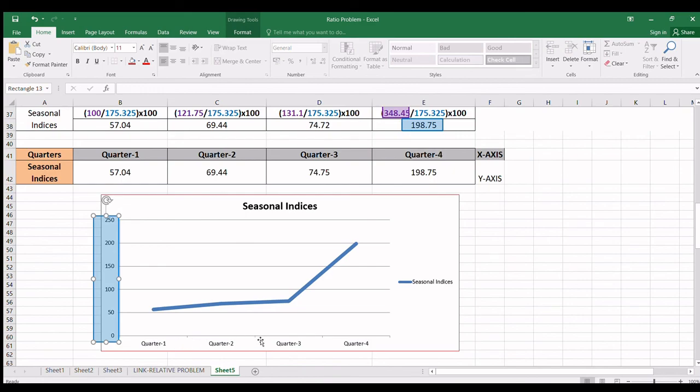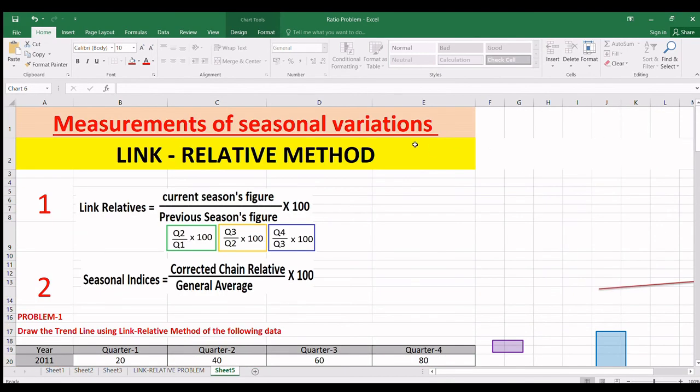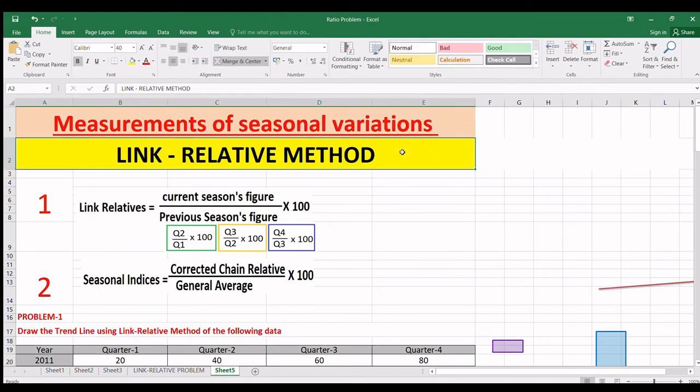So easily we can see that in quarter 1 our business is very low. In quarter 2 it slightly rises. In quarter 3 we got a much larger increment. In quarter 4 it's at peak. So this is all about our analysis of seasonal variation using seasonal indices. The method is the link relative method.